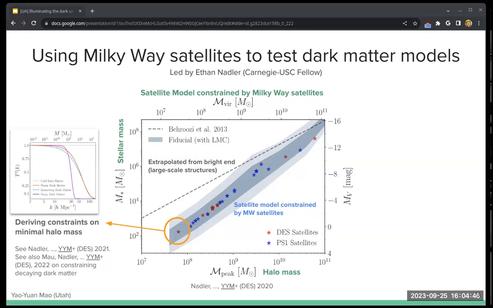Yes. When you're doing the zoom-in simulations and looking for Milky Way-like galaxies, are you looking for just halos? Are you just matching mass, or are there other properties that you're trying to match? Yeah, great question. I will answer your question in a few slides. Oh, okay.